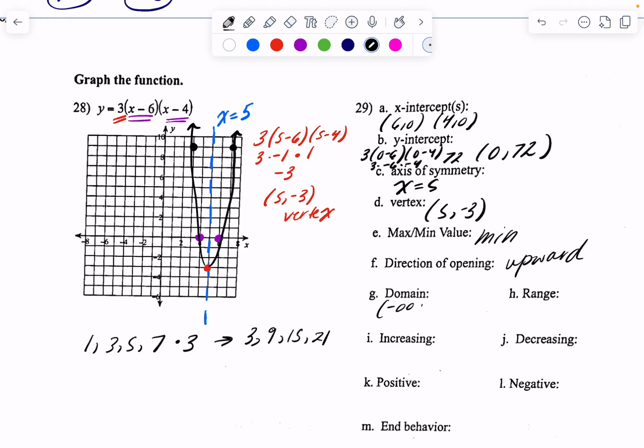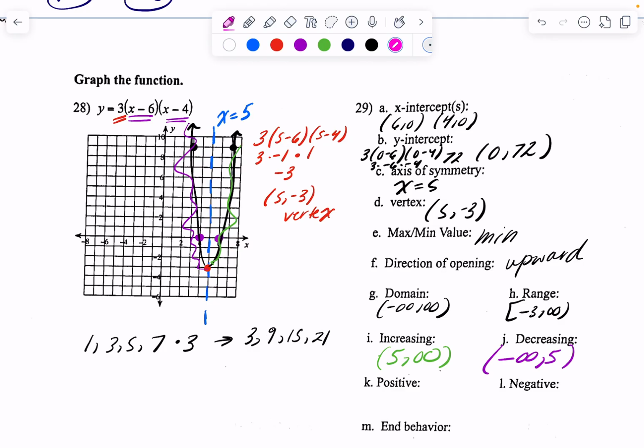Our domain is negative infinity to infinity. Our range is from negative 3 to infinity. Increasing is when you're walking uphill. This is increasing, so you use your vertex. We're increasing from the x value of 5 to infinity. We're decreasing right here. So we're decreasing from negative infinity to positive 5.